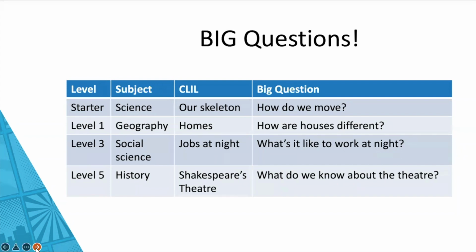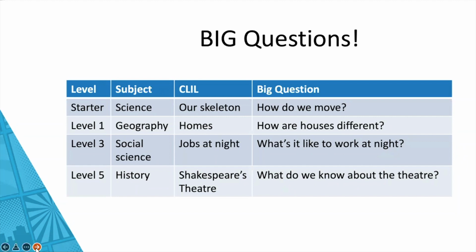In the geography example, level 1 Homes, learners are asked how are houses different? And the range of houses presented enables students to think about alternative homes such as cave houses, riverboats, yurts, etc. To respond to the question, students think about concepts such as different shapes and sizes. In level 3, the social science topic, Jobs at Night, what's it like to work at night? This engages students in imagining who works at night and the particular jobs that involves. They also think about disadvantages of night work.